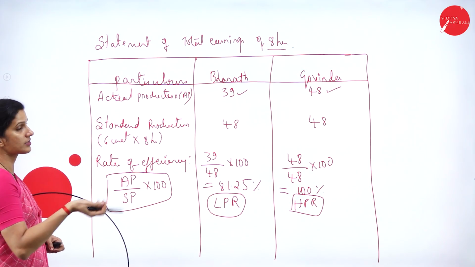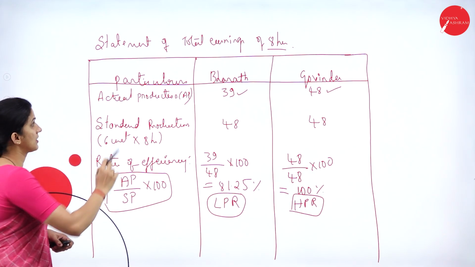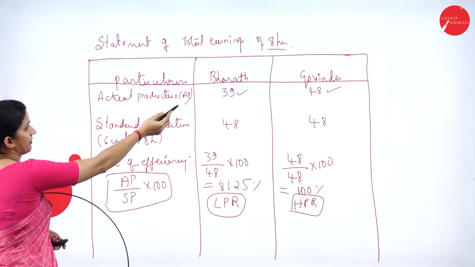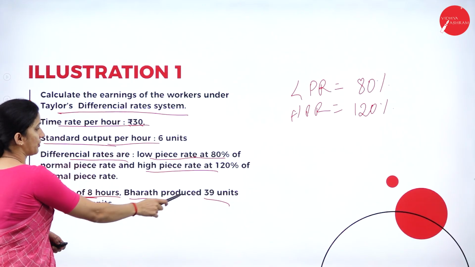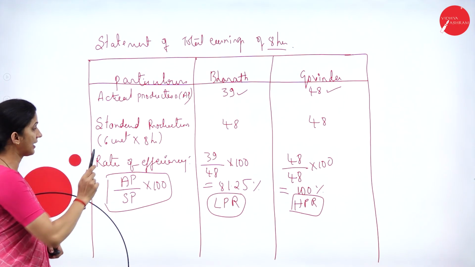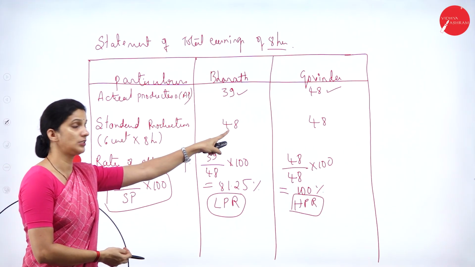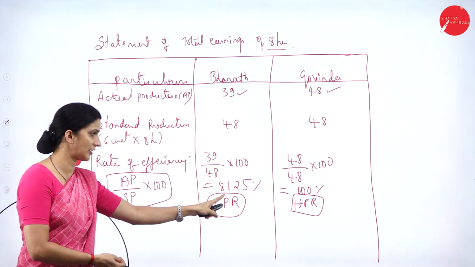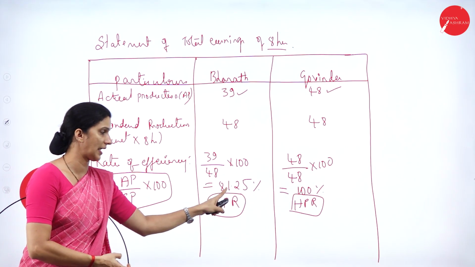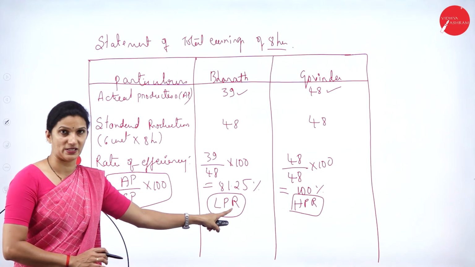Then we'll do the statement of total earnings of 8 hours work. So particulars: Bharat and Govinda. What is their actual production? That is given in your question, so here we need to take the actual production. Then we need to take the standard production. Then we need to find out the rate of efficiency. Simple: actual production divided by standard production into 100. We will get the percentage of rate of efficiency. If this percentage is below 100, here only we will write he will get the low piece rate.